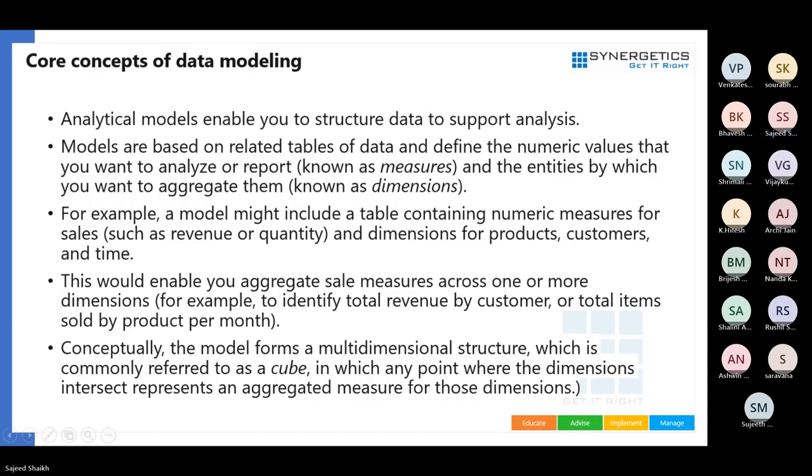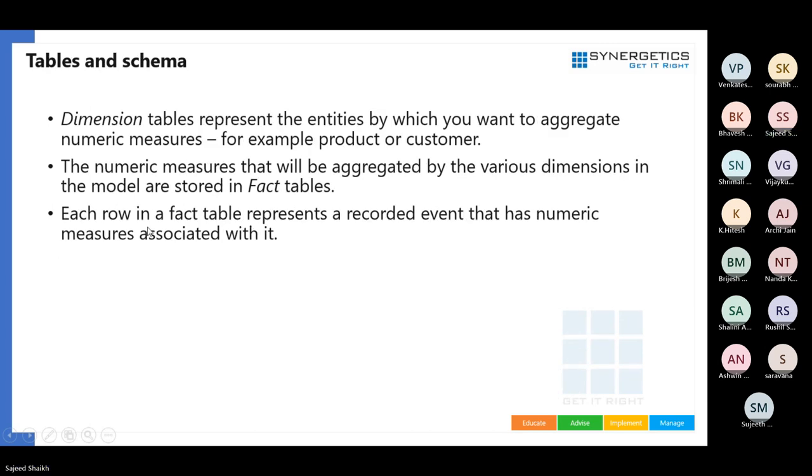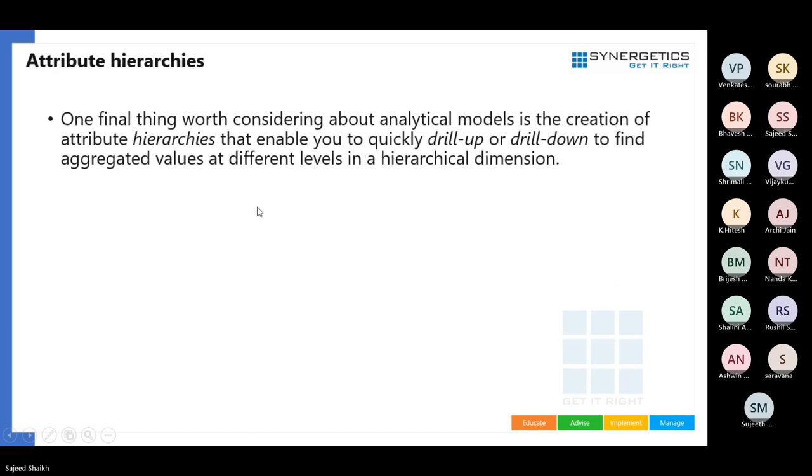Okay. So that was once. The dimension table represents the entities. Numerical data is called facts. Now, another important thing here is hierarchy.